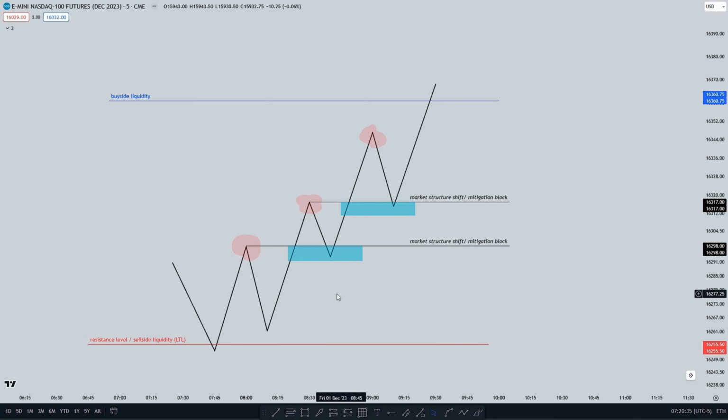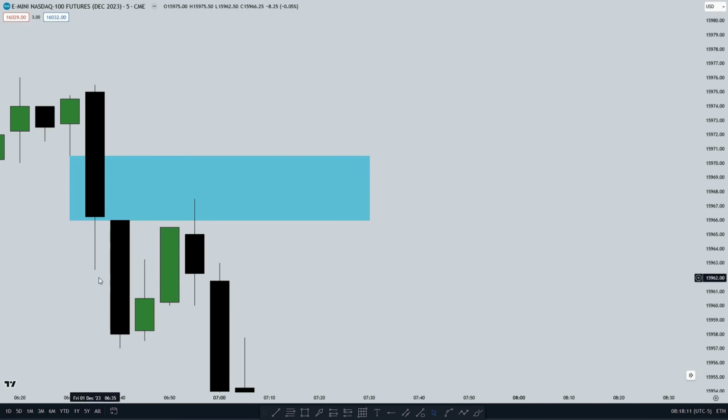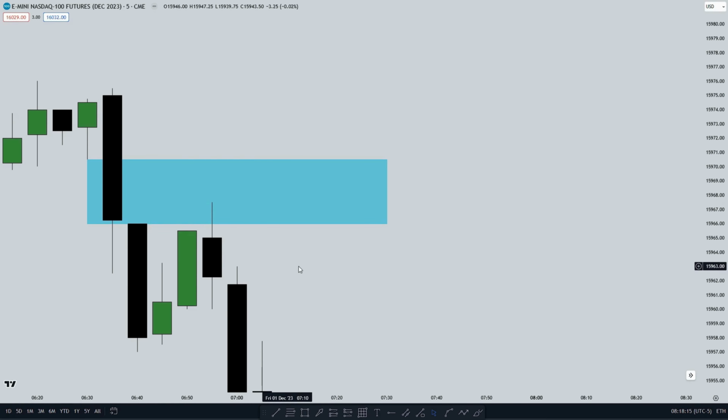So when I'm looking for a favela gap with a mitigation block, I mostly want to see the favela gap combining with the mitigation block, as you see right here, because then there are two PD arrays that will support price in going higher. So I assume most of you guys know what a favela gap is, but if you don't know it, I'm just going to give you a short explanation of what it is.